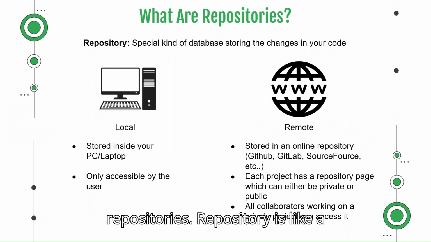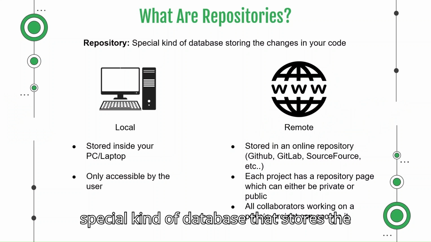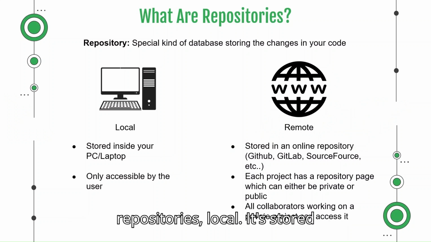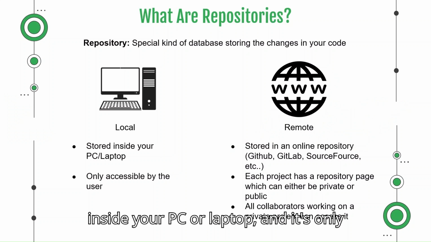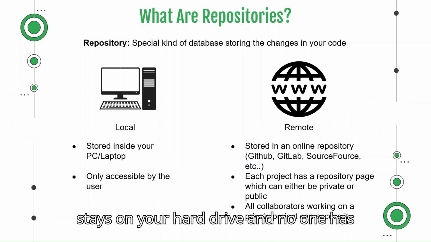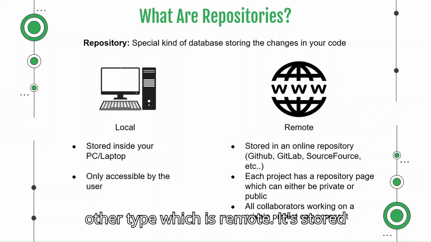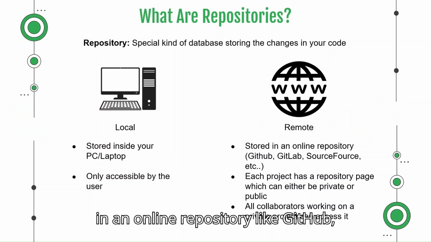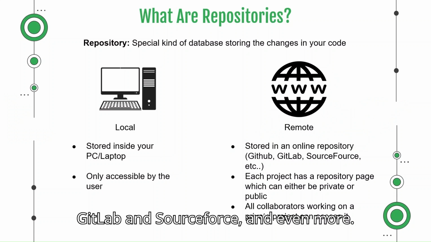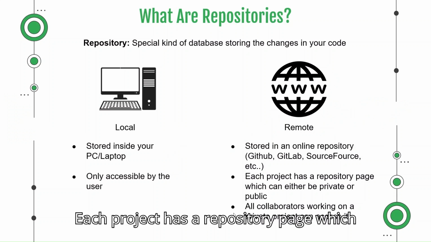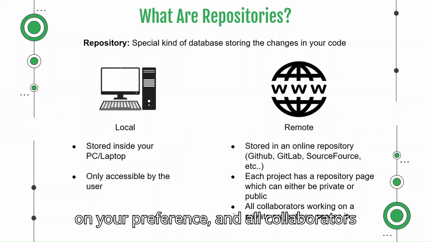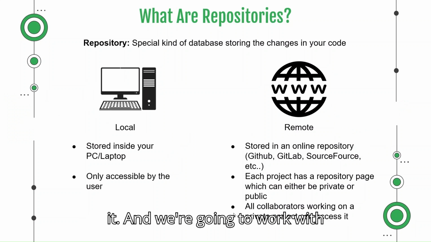And now we have to learn what are repositories. A repository is like a special kind of database that stores the changes in our code. We have two types of repositories. Local, it's stored inside your PC or laptop and is only accessible by the user, which is you. It stays on your hard drive and no one has access other than you. And we have the other type, which is remote. It's stored in an online repository like GitHub, which we're going to talk about today, GitLab, and SourceForge, and even more. Each project has a repository page, which can either be private or public, depending on your preference, and all collaborators working on a private project can access it.